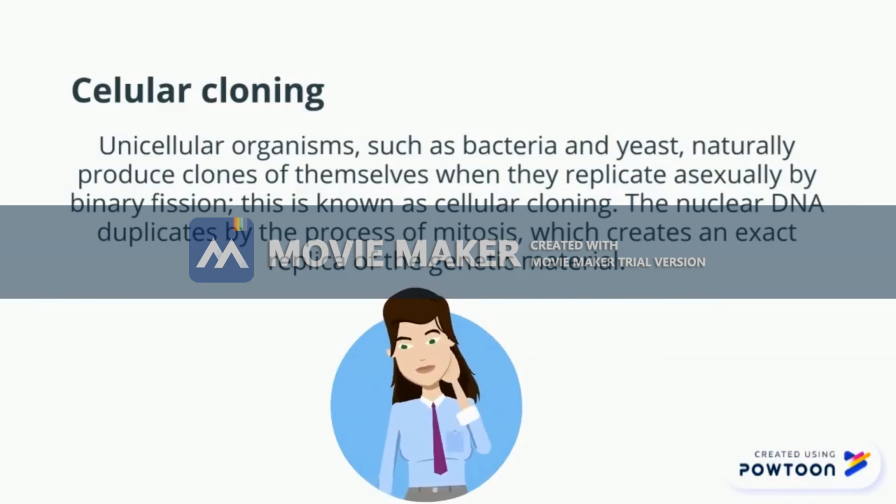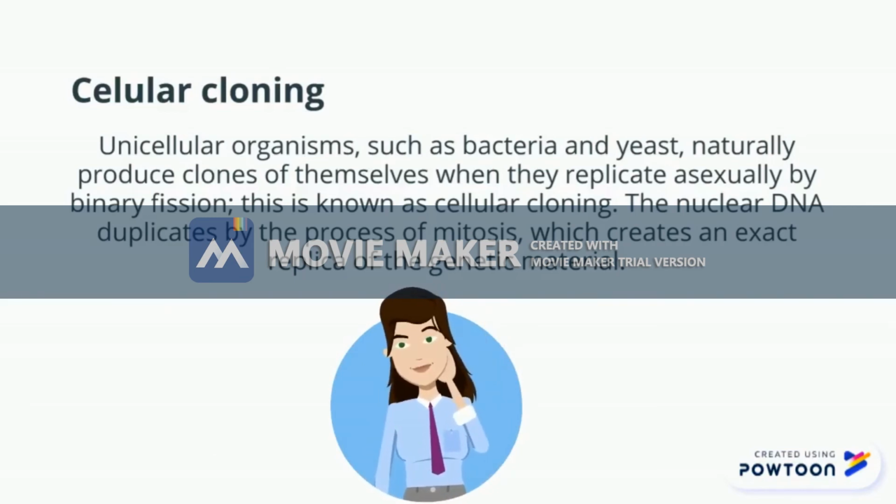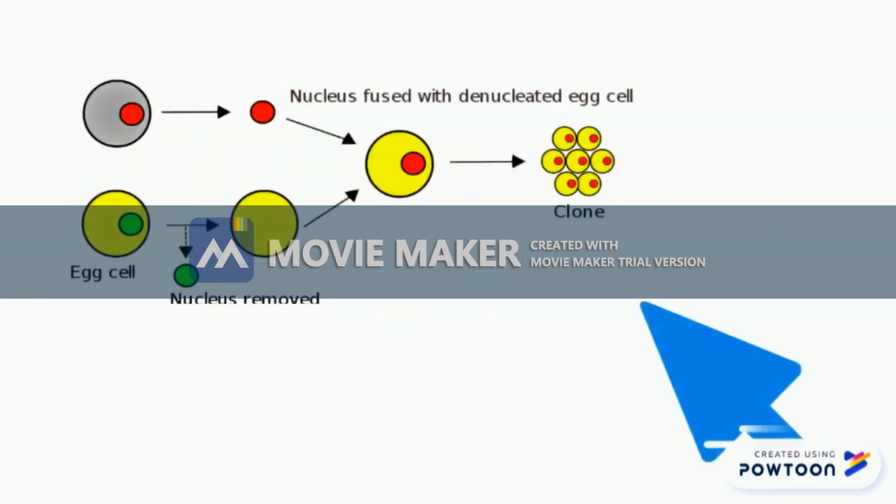replicate asexually by binary fission. This is known as cell cloning. The nuclear DNA duplicates by the process of mitosis, which creates an exact replica of the genetic material.